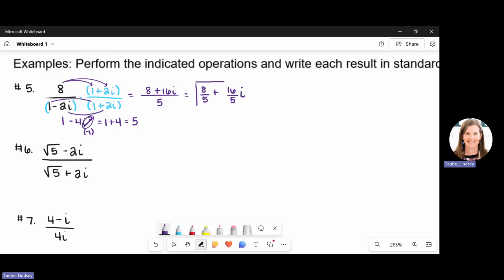So this is your final answer in standard form. We have that real part and we have the imaginary part, and they're separated. Kind of like back in the days of y equals mx plus b, when we wanted the mx part separate from the b part.